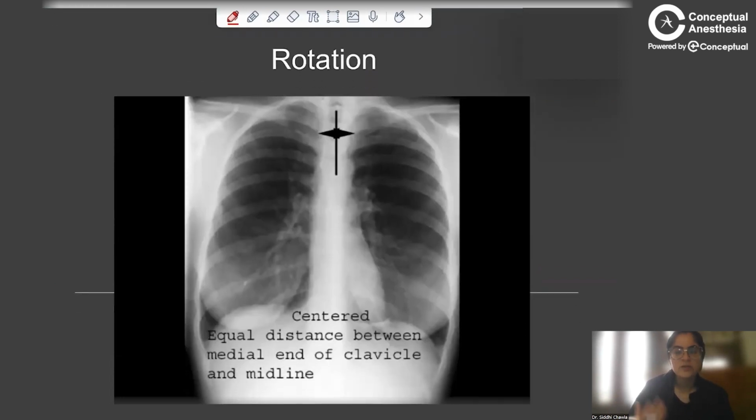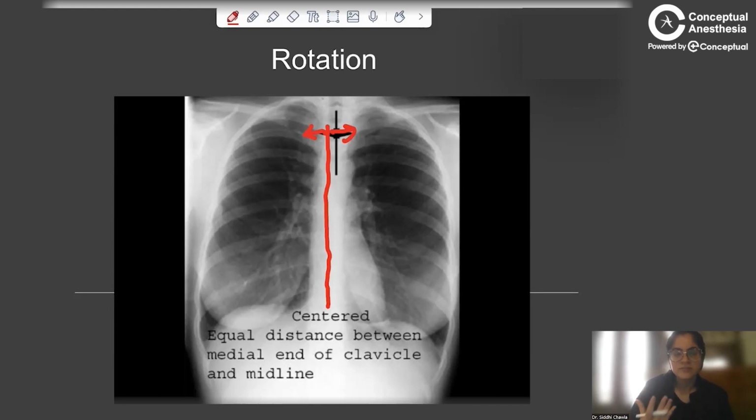So one of the most important things that I tell my radiology residents also, and I want all of you to keep in mind, is that there should be no rotation in the chest X-ray. The X-ray should be centered, right? The vertebral spinous process should be lined up in the center and should be equidistant from the clavicles. And that is the accurate chest radiograph appearance.